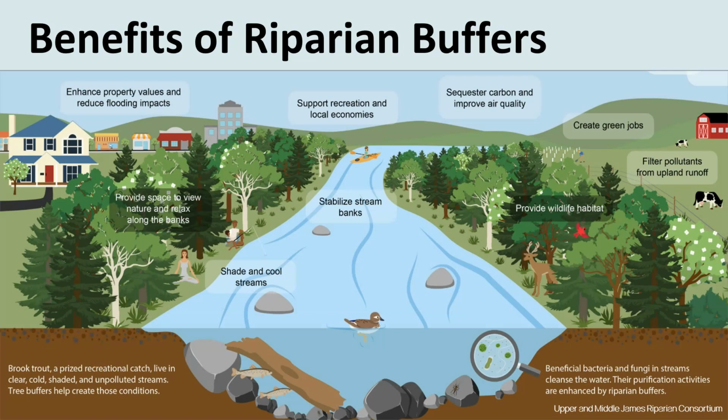They also provide space for humans to enjoy. They provide wildlife habitat. And if you're looking down a little bit closer underneath, you'll see that there are areas for fish to live, fish habitat, and there are bacteria and fungi that use the organic litter that falls into the stream, and they decompose it, and it ends up being food for lots of different species that use the river for home.